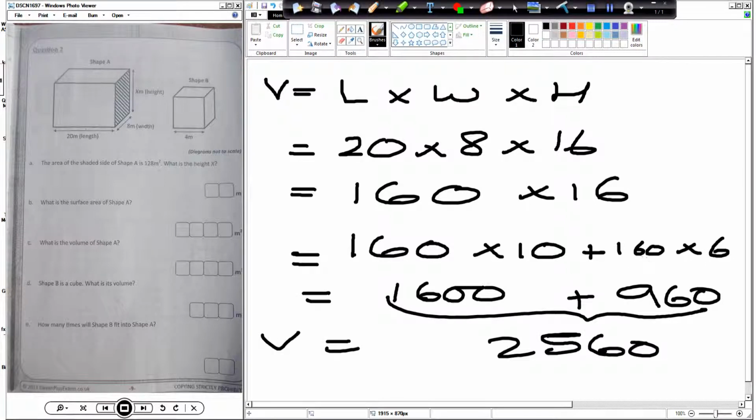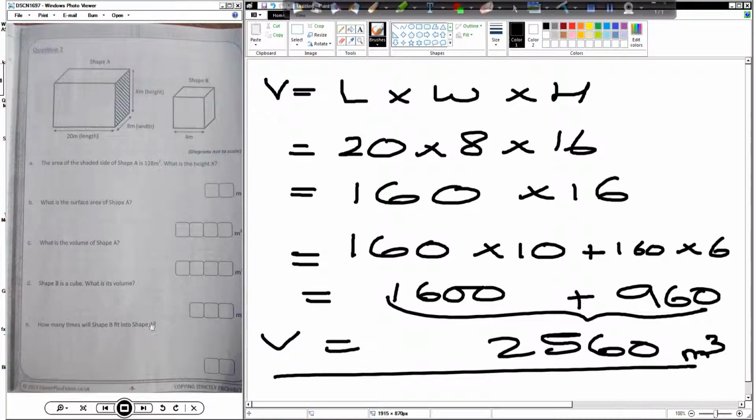Okay, we said 160 times by 6 is 960, and then we add 1600 with 960, that gives us 2560 meters cubed. Lovely. Okay, that's the end of the volume part.